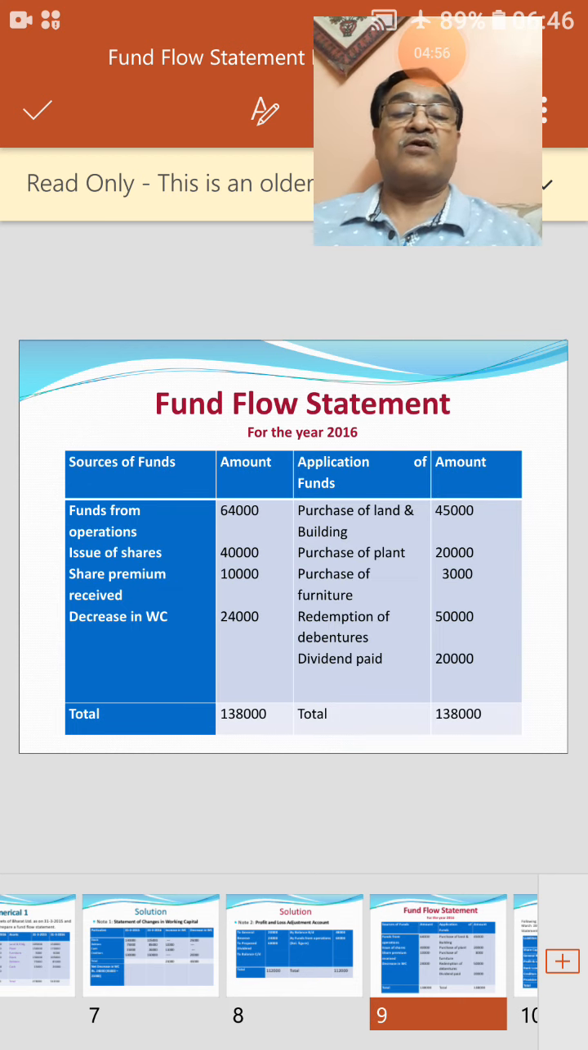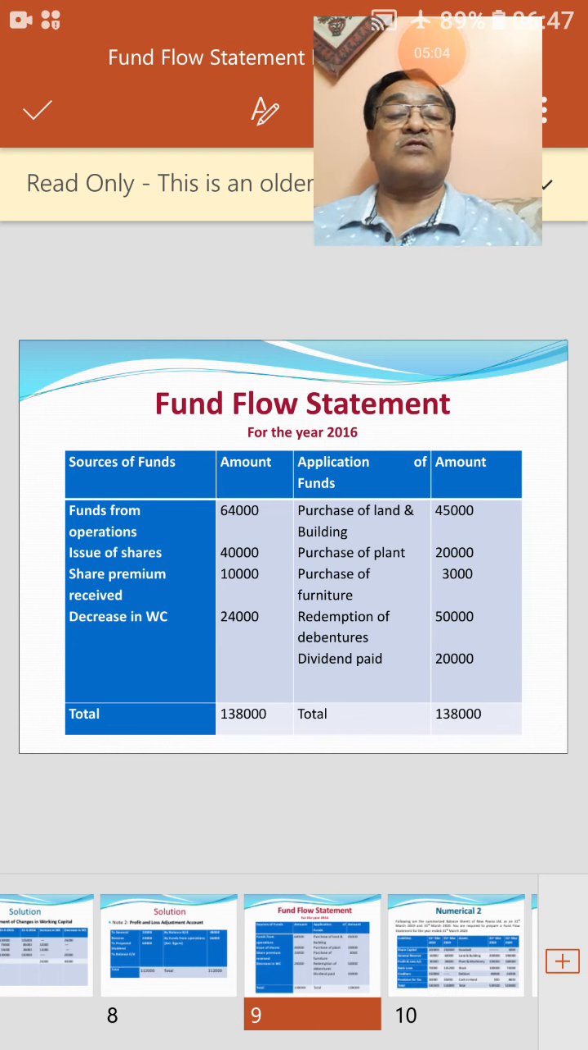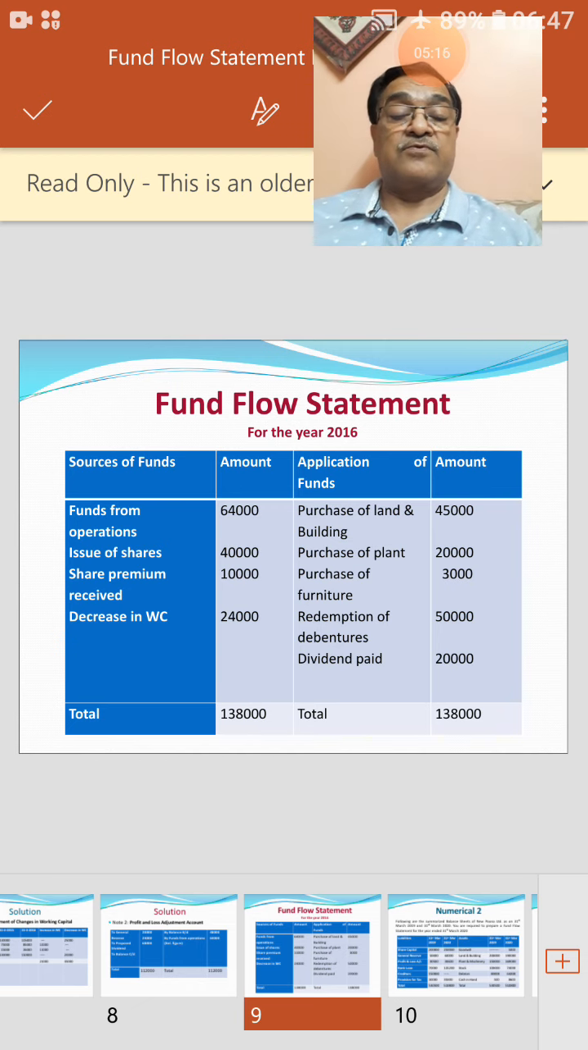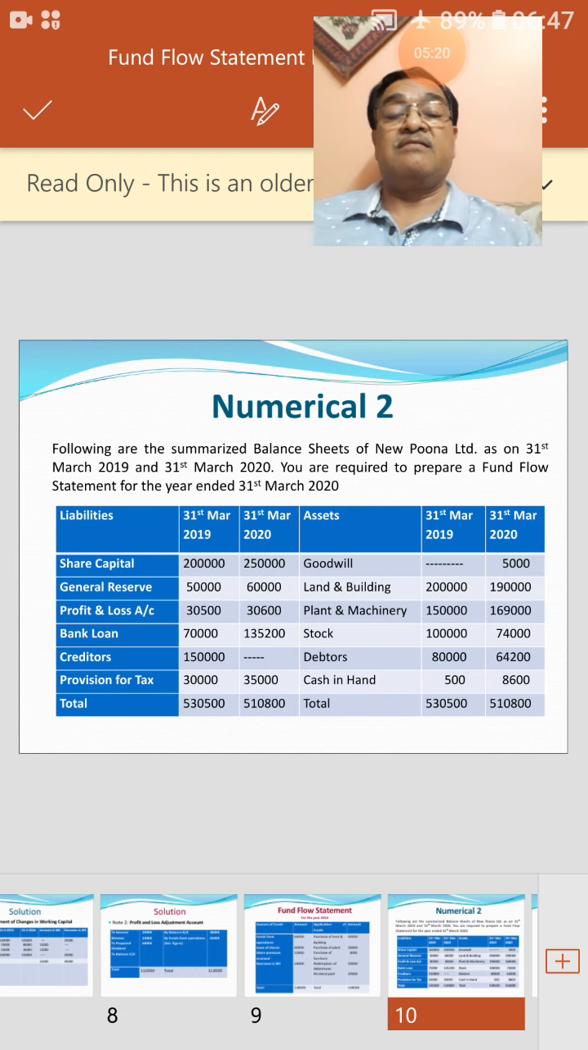This is the T format, traditional format. Sources of funds are recorded on the left hand side and application or uses of funds are shown on the right hand side, and the figures of sources of funds and application of funds should be the same. So in this manner you have to solve the problem on fund flow statement. Now let us discuss the second numerical.